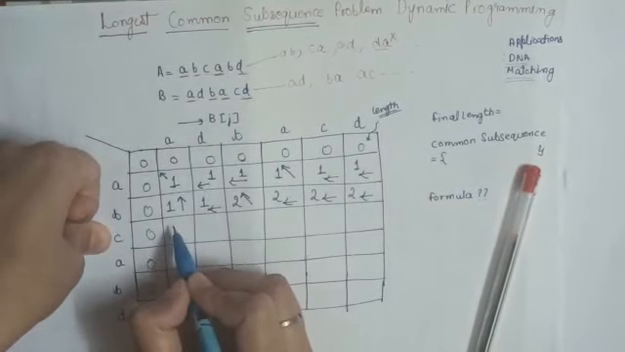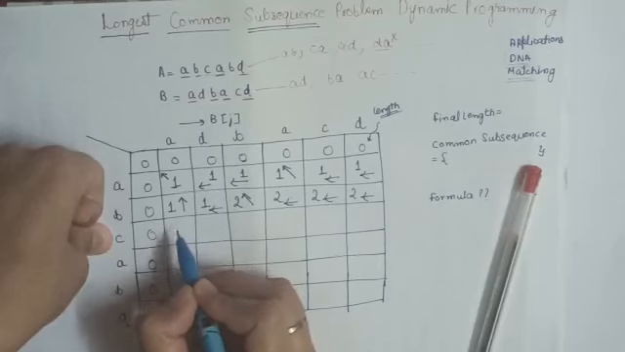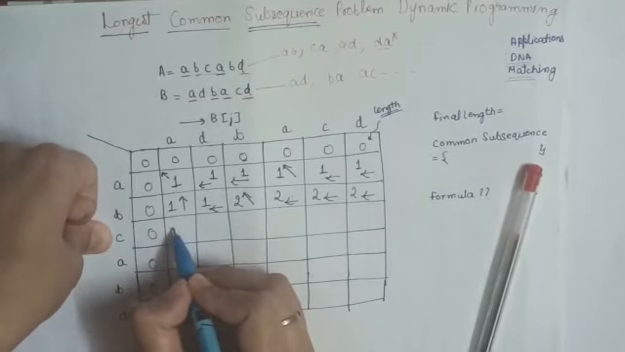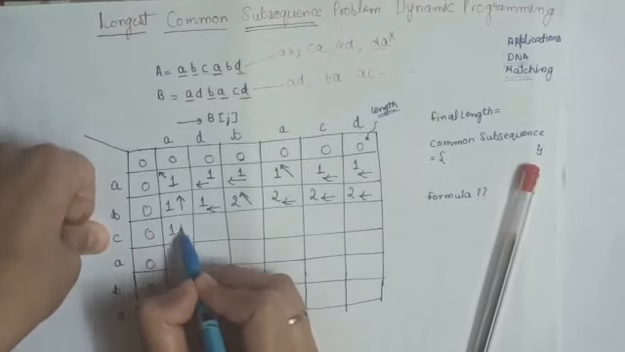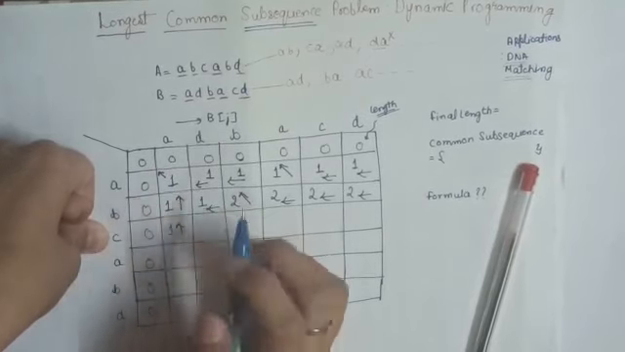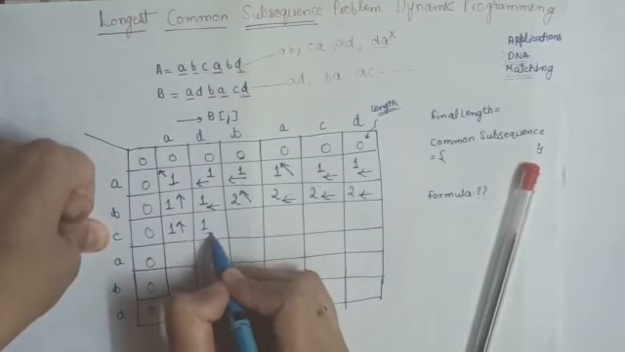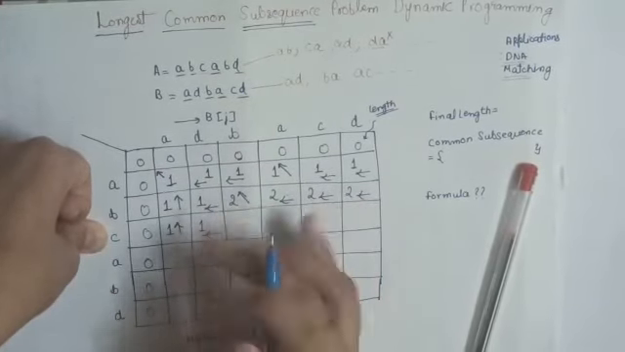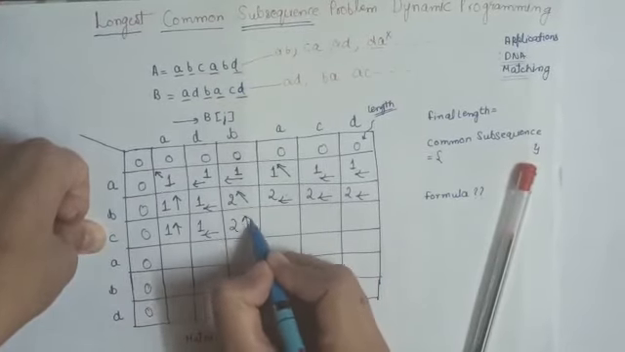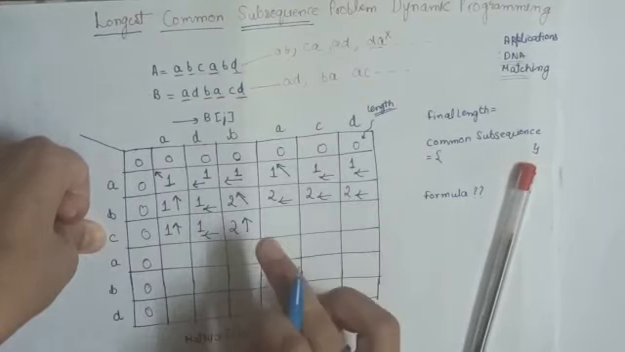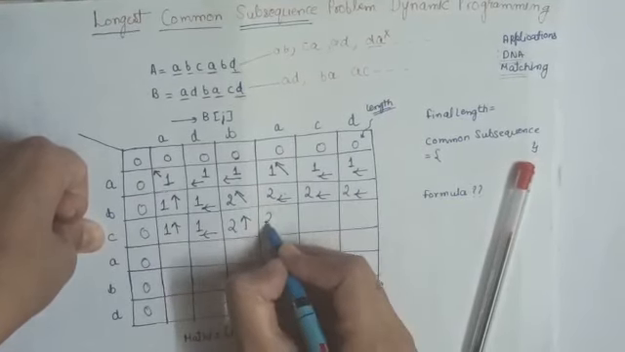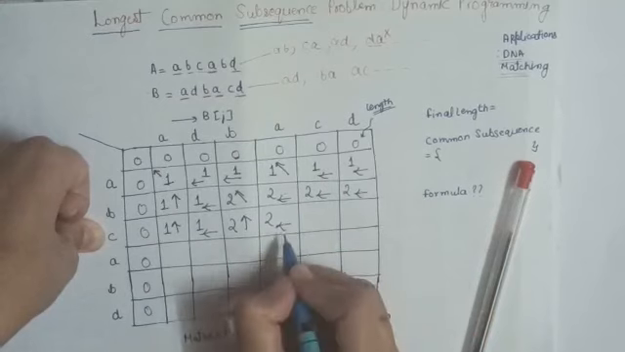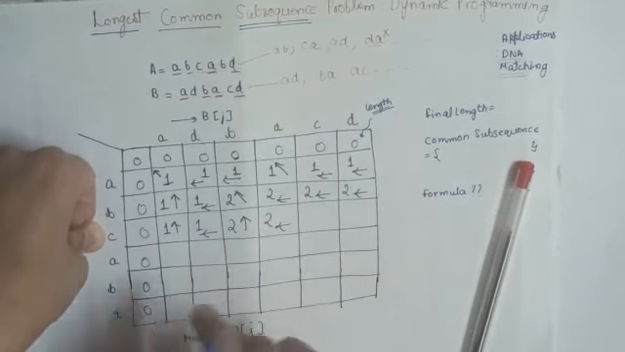Okay, next row. C and A both are different, so what I have to do? I have to take the maximum of these and this. From where is this value coming? This value is coming from here, maximum is this, so I will write this. Both are different, again maximum 1, the value is coming from here. Both are different, maximum is 2, upwards arrow. Both are different, maximum of 2 and 2 will be 2, I'll put an arrow. I can put an arrow upwards also, no issues.